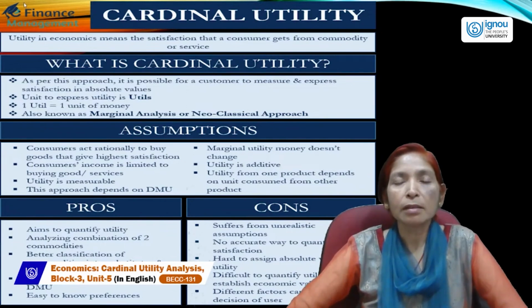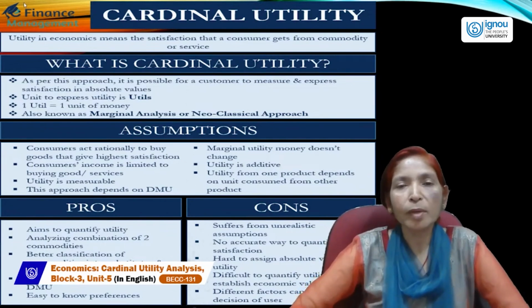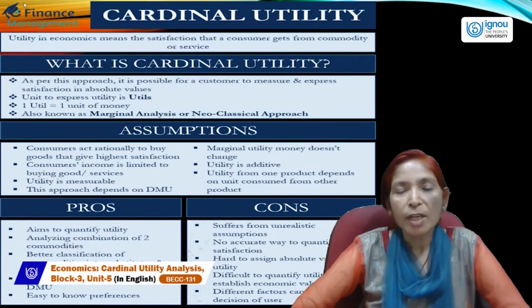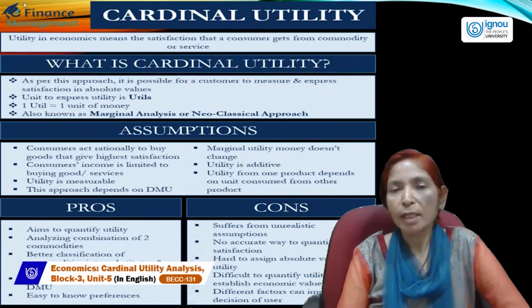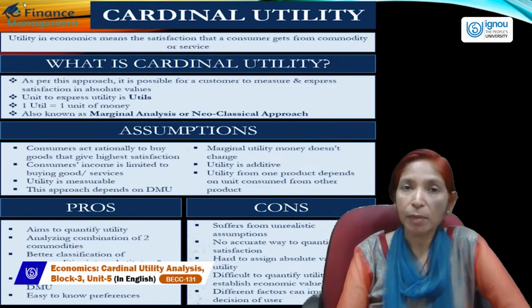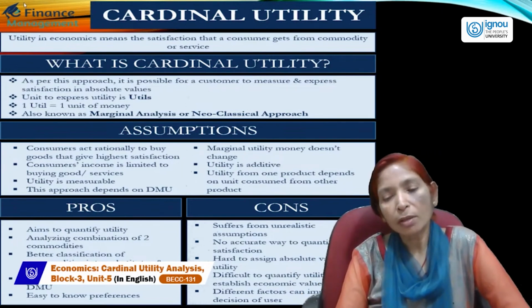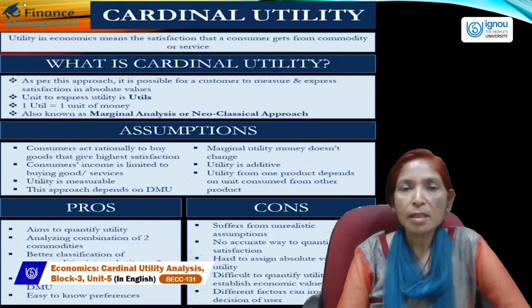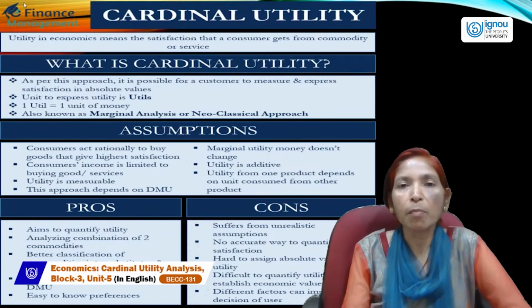Next, this assumption is that consumer income is limited. We assume that consumer income is constant or no change is possible. But you know that consumer income can change, it may either increase or decrease. Next, Marshall assumed that utility can be measured in accurate numbers.